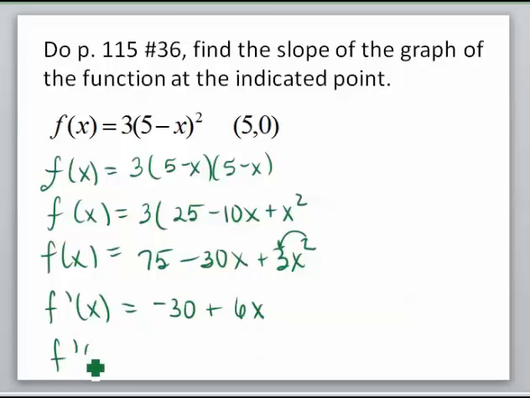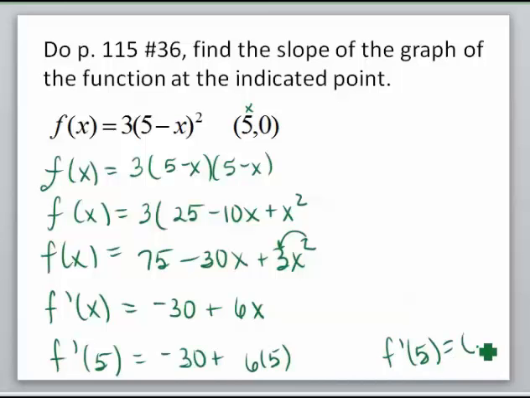But it's asking you to find the derivative at 5, when x is 5. So I'm going to plug in 5. And what I come up with is negative 30 plus 30. So the derivative at 5 is actually equal to 0.